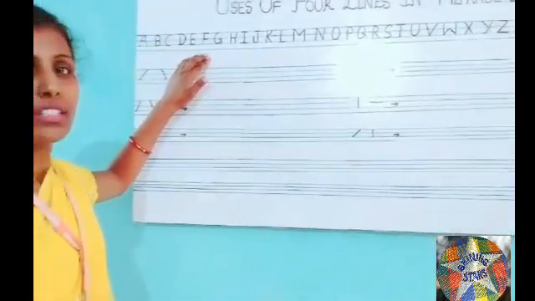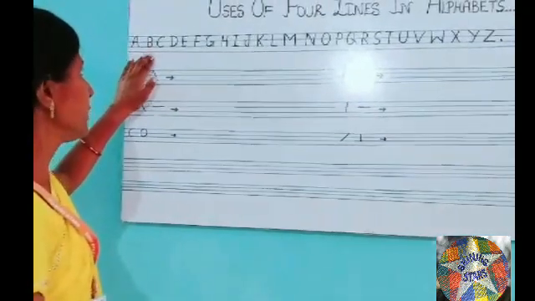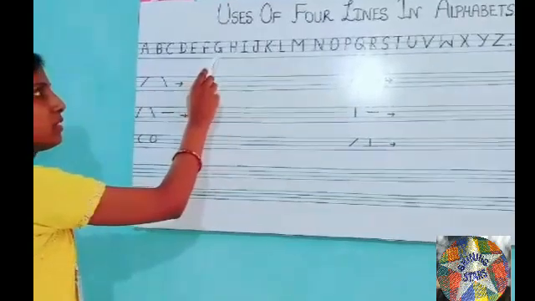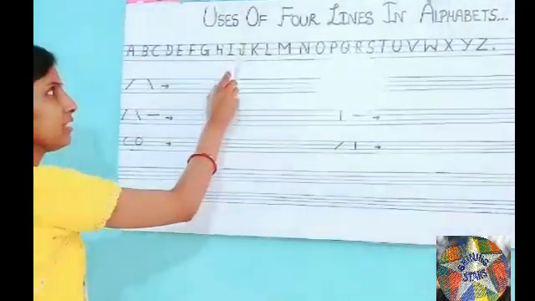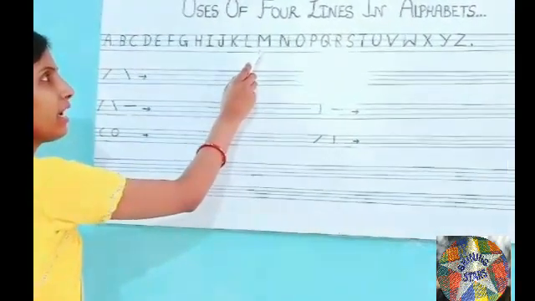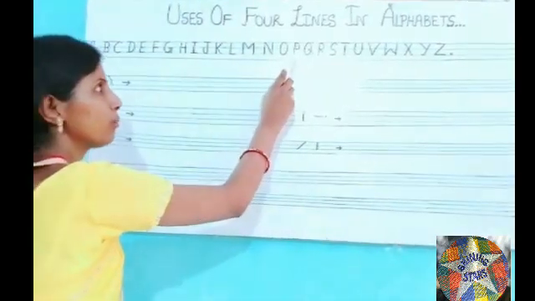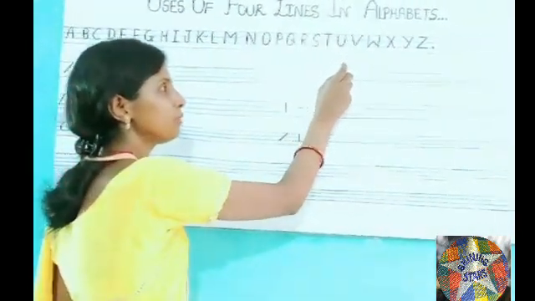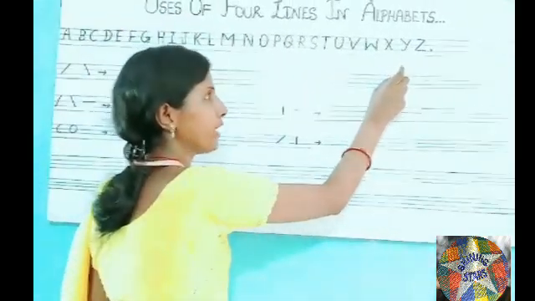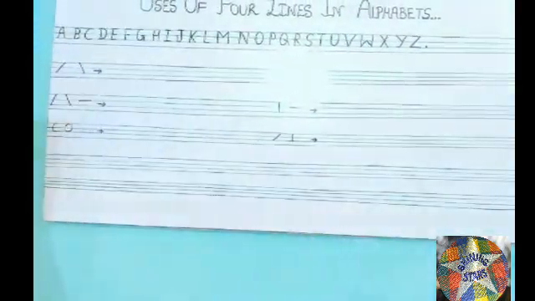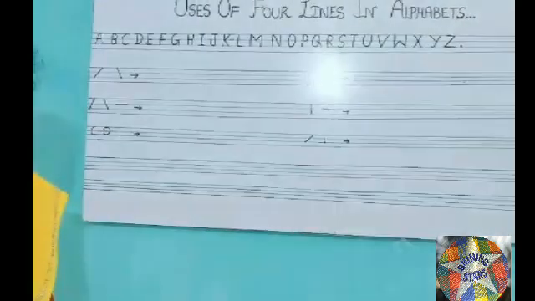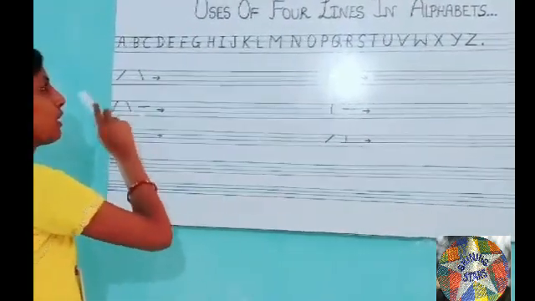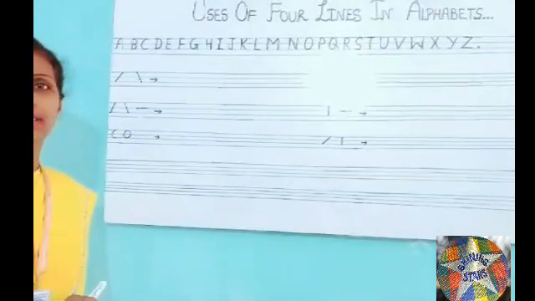26 alphabets. A, B, C, D, E, F, G, H, I, J, K, L, M, N, O, P, Q, R, S, T, U, V, W, X, Y and Z. How many alphabets do we have? 26 alphabets. Now we will write how to use the alphabets in whole lines.